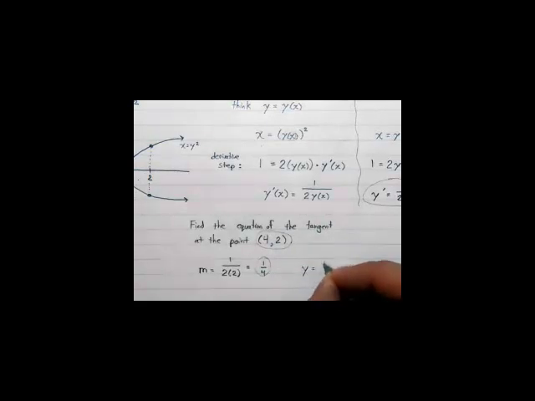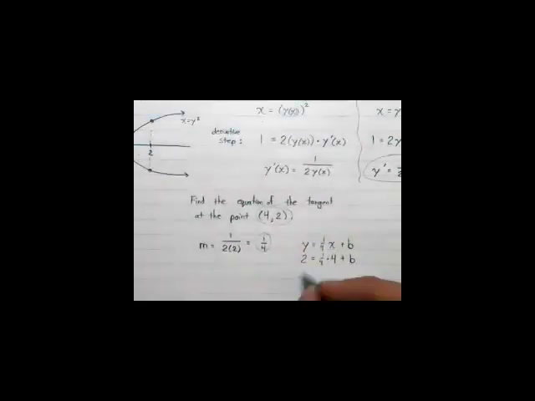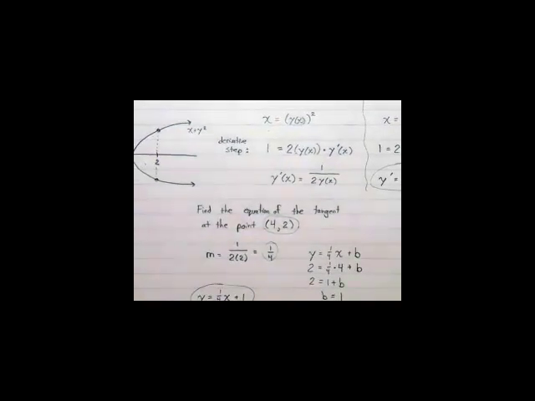So y equals mx plus b. If we plug in, x is 4, y is 2. So then I got 2 equals 1 plus b, so b is equal to 1. So the equation of my tangent line, we'll jump over here, y equals 1/4 x plus 1. Okay, so I can do it.